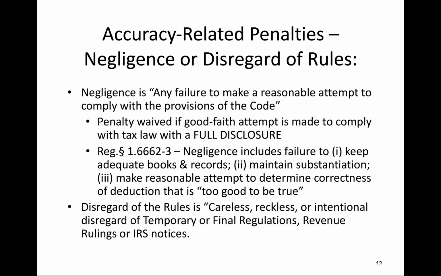So what exactly is negligence? Negligence is any failure to make a reasonable attempt to comply with the provisions of the code. Now this can be waived if there's a good faith attempt to comply with tax law and there's also full disclosure. The regulations state that negligence includes failure to keep adequate books, records, maintain substantiation, and make a reasonable attempt to determine the correctness of a deduction, those kinds of things.